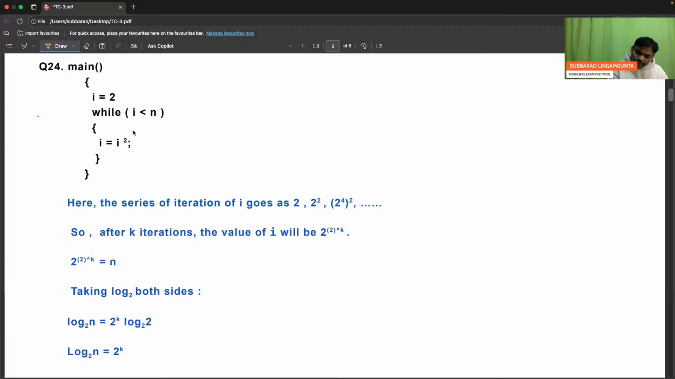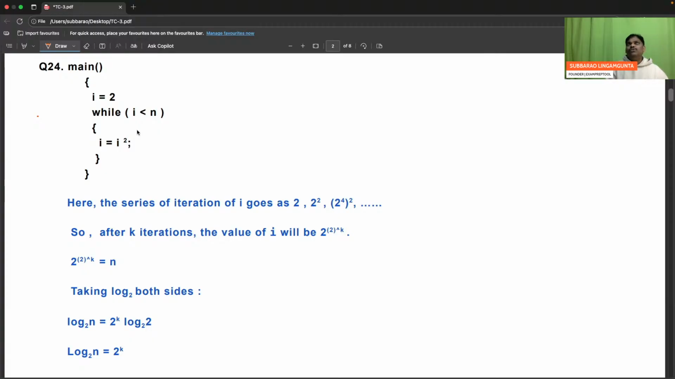Every time, previously it was 2 into i. Now it is i power 2. I think it is incrementing much faster. If it were always into 2, into 2, into 2, it became log n base 2. But it is not into 2, it is i power 2, so i will increase more.